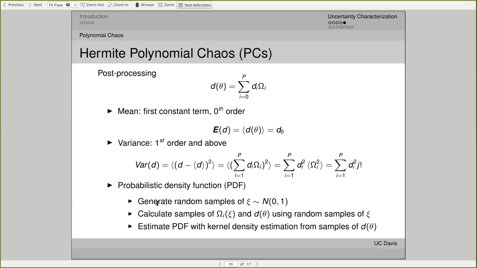And we can also evaluate the probability density function of this random variable. Since we now have a whole expansion of this random variable on the basis of the standard Gaussian distribution, we can first generate random samples of the standard Gaussian distribution, and then calculate the samples of the Hermite polynomial chaos basis and also of the random variable based on these random samples. Then we can estimate the PDF of this random variable by using kernel density estimation on these samples.